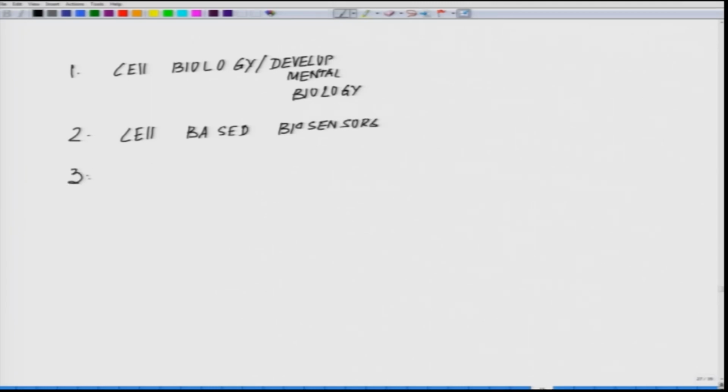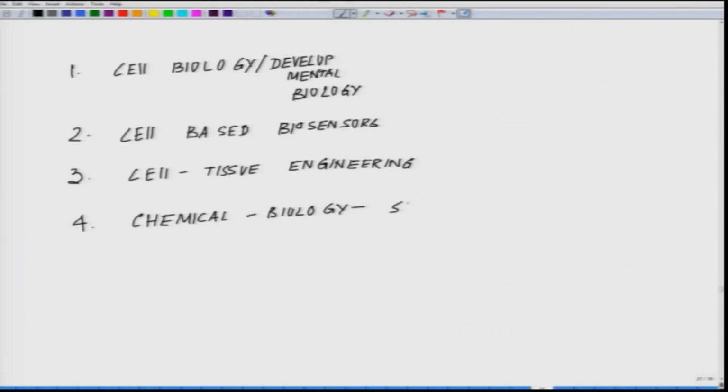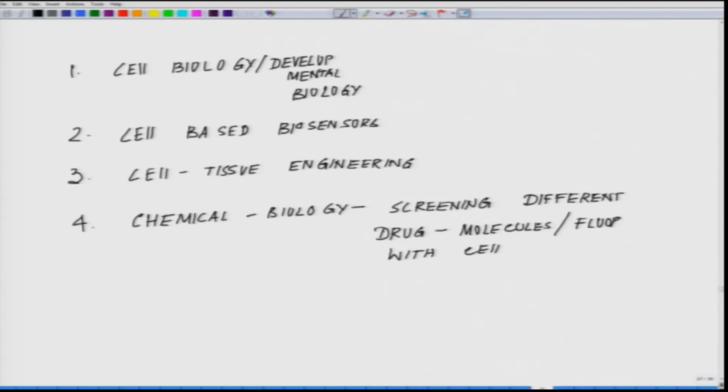or a lab working on cell tissue engineering, or a chemical biology lab where essentially the idea is screening different drug molecules, their interaction with cells, or not only drug molecules, but different, say, fluorescent molecules.